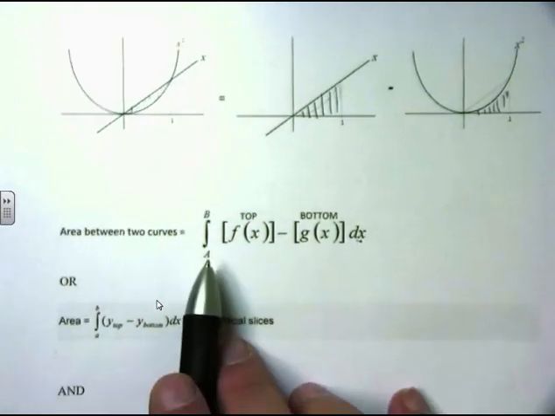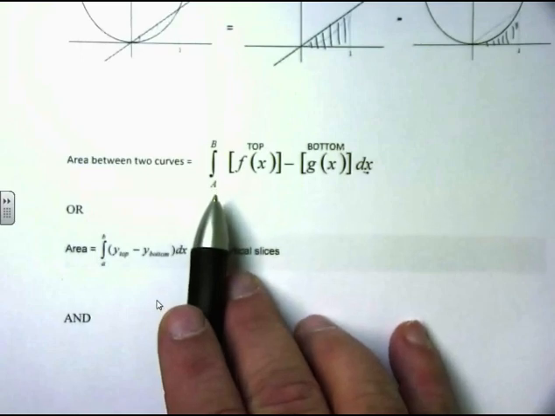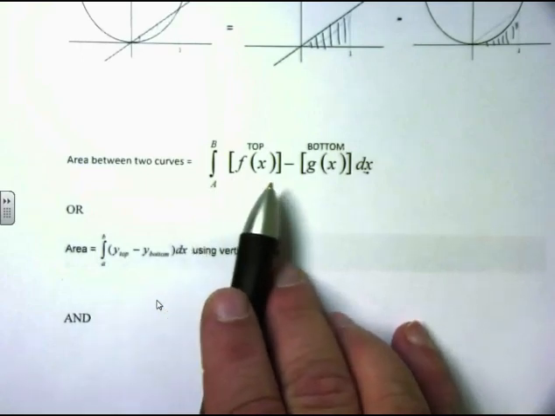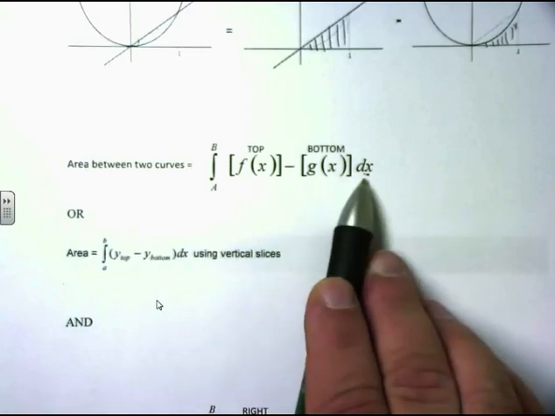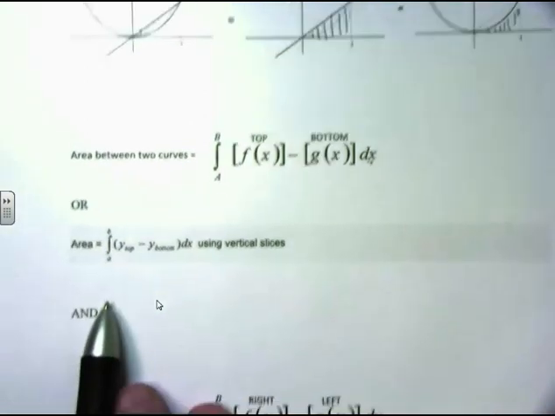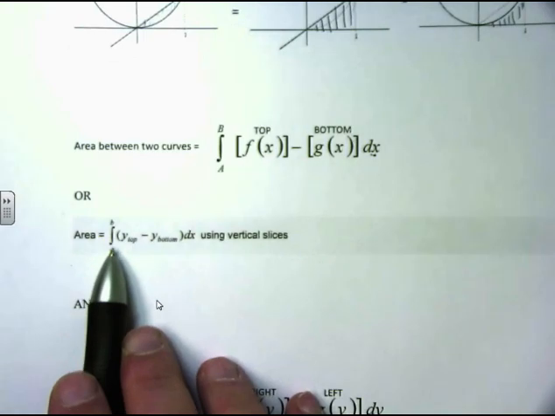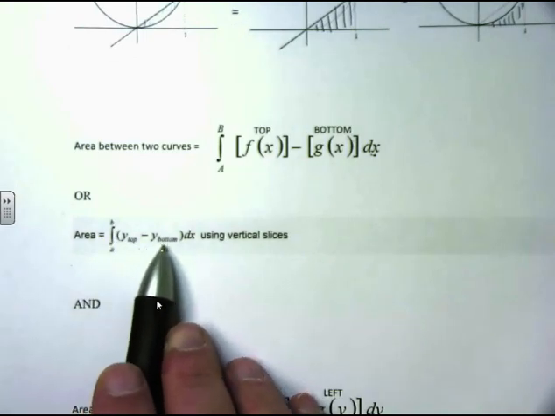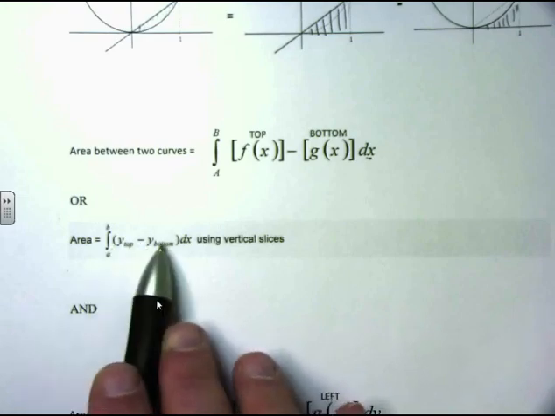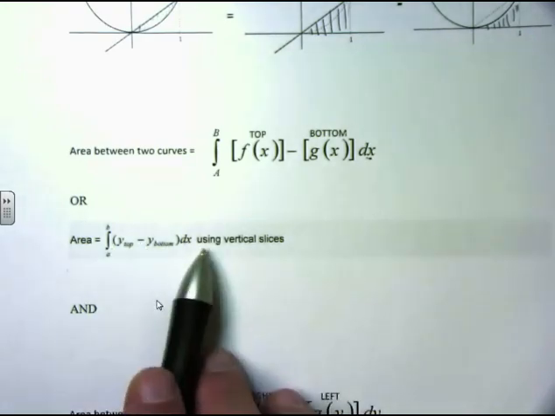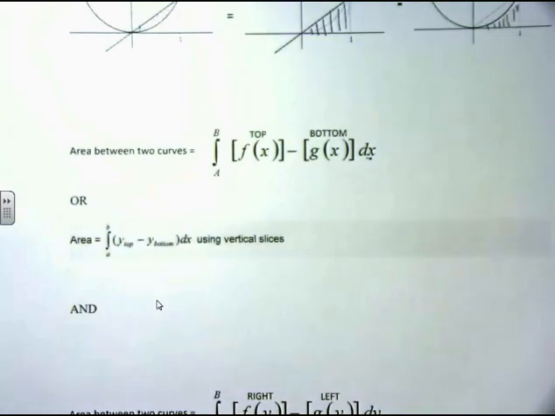So we have this basic formula for area between two curves: the integral from a to b of f of x minus g of x, or top minus bottom, dx. Another way you could write this is the integral from a to b of y top minus y bottom dx, because y equals these functions in terms of x, that's why the dx. It's also using what we call vertical slicing, as I put these little areas in here.